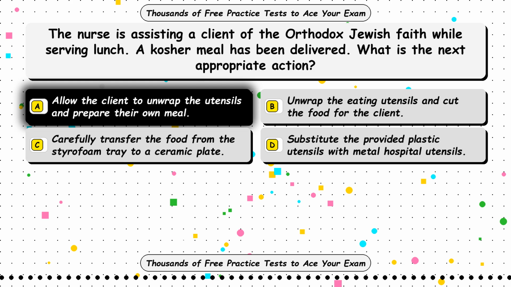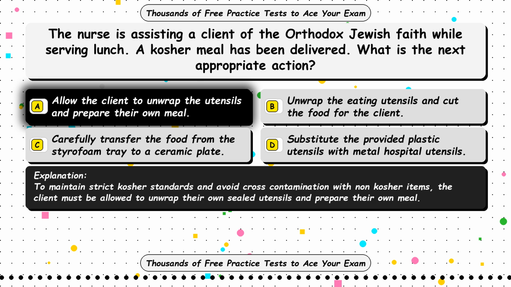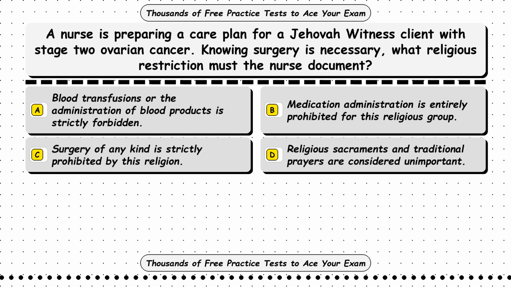The correct answer is option A, allow the client to unwrap the utensils and prepare their own meal. To maintain strict kosher standards and avoid cross-contamination with non-kosher items, the client must be allowed to unwrap their own sealed utensils and prepare their own meal. Question 13. A nurse is preparing a care plan for a Jehovah's Witness client with stage 2 ovarian cancer. Knowing surgery is necessary, what religious restriction must the nurse document?